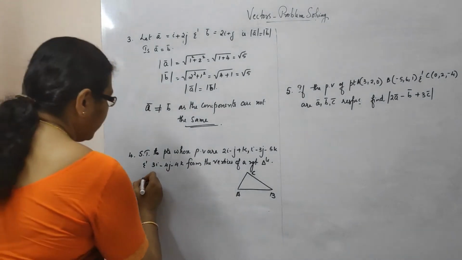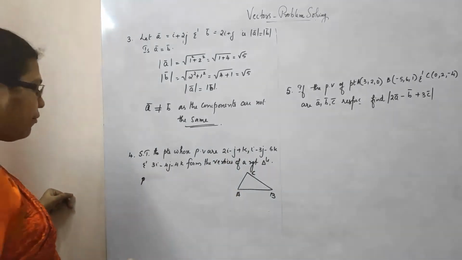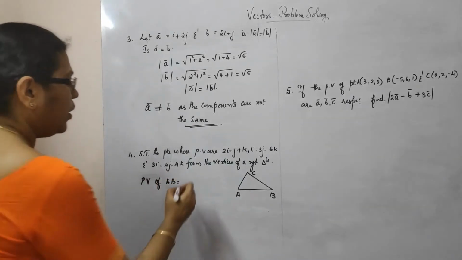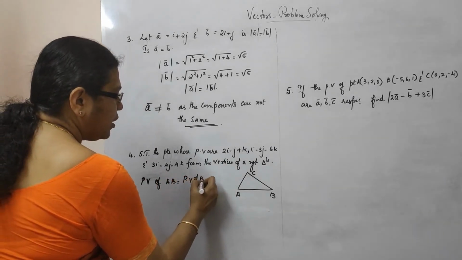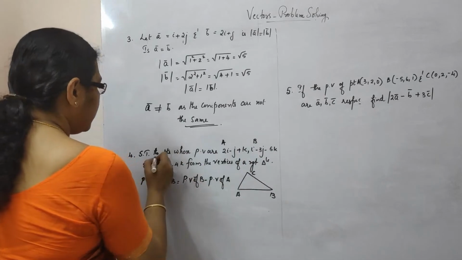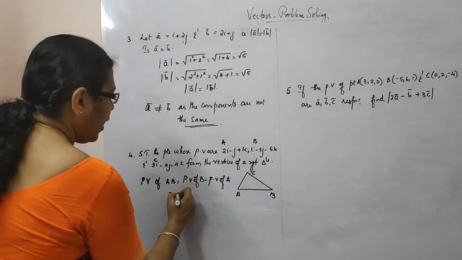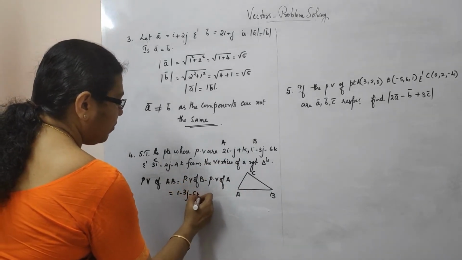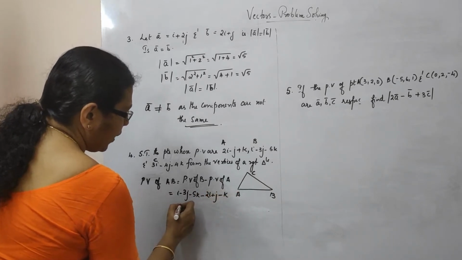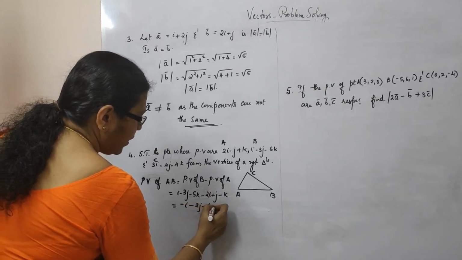Now what do I find? The position vector of each vertex is given. So I find the position vector of each side. Position vector of AB is equal to position vector of B minus position vector of A. So that is i minus 3j minus 5k minus 2i plus j, changing the sign, minus k. So what do I get? Minus i minus 2j minus 6k.